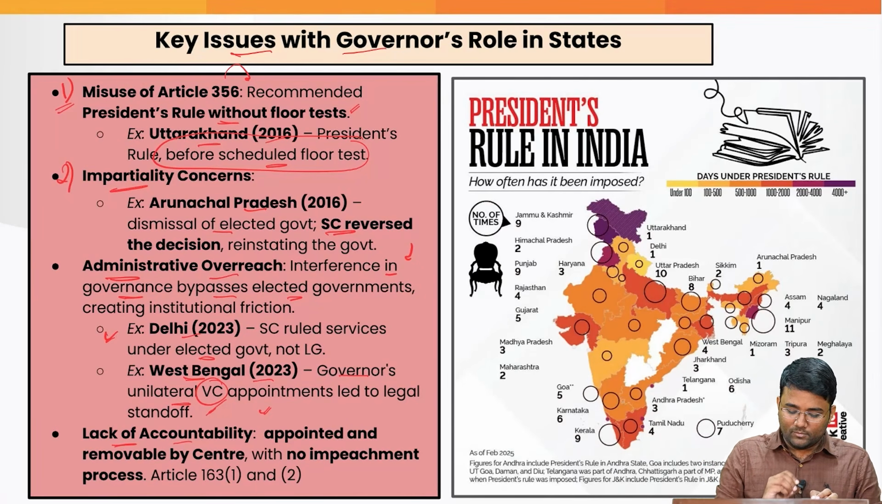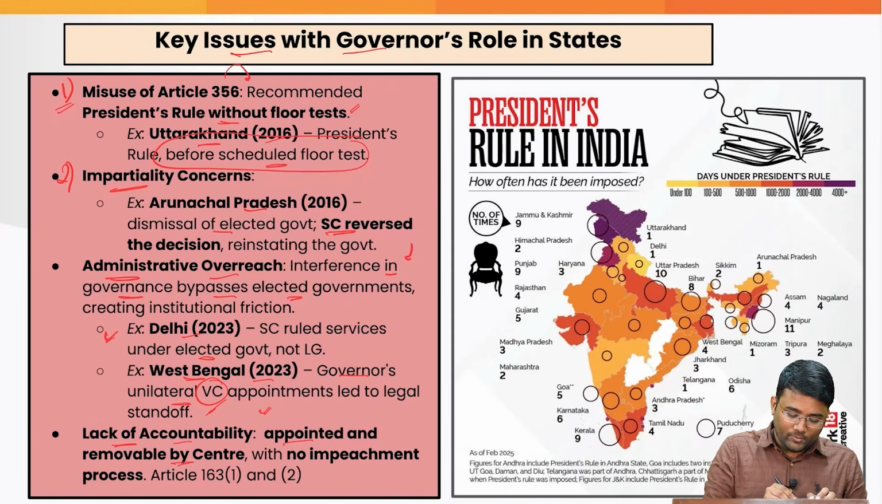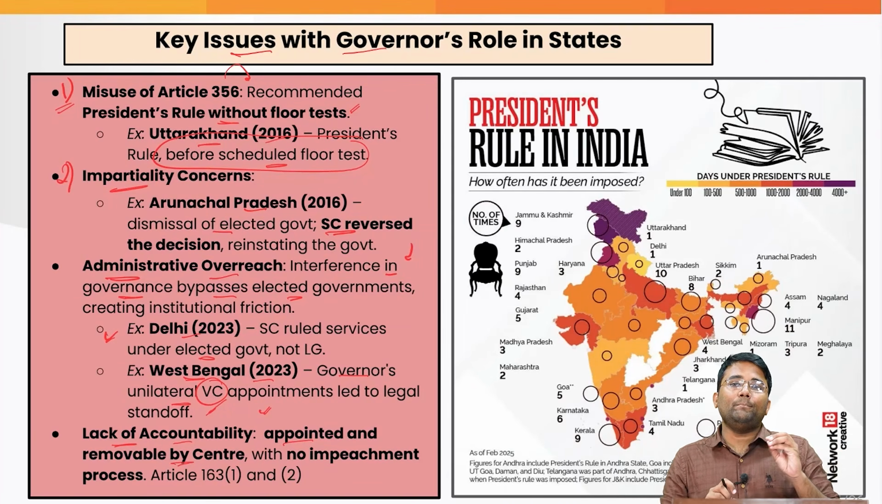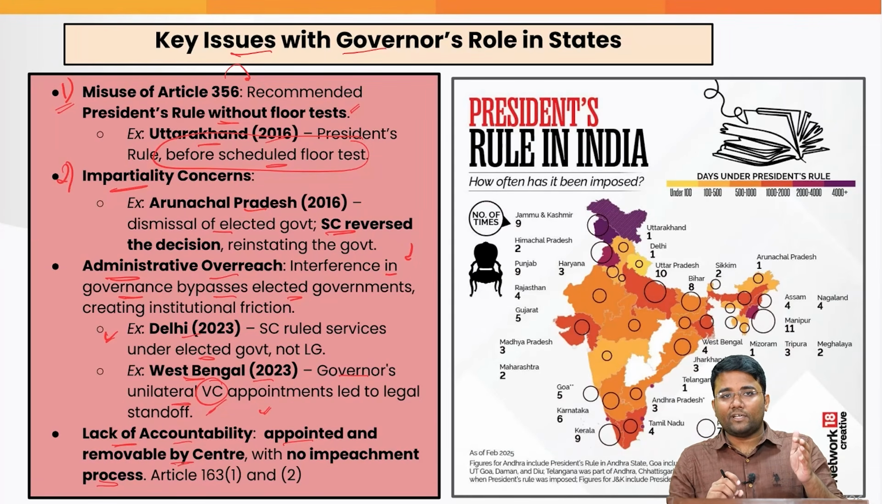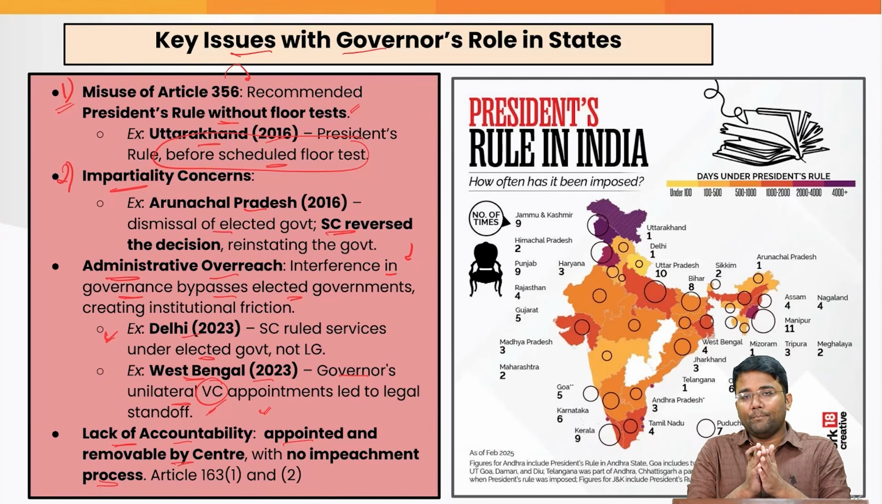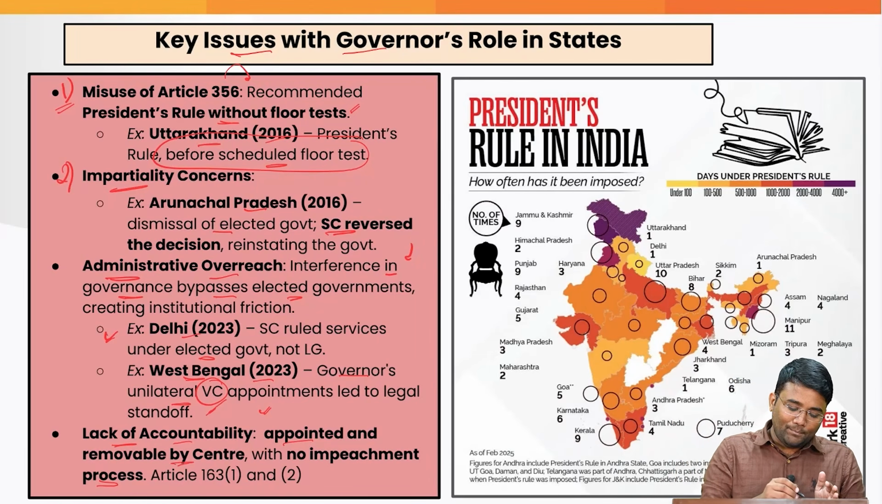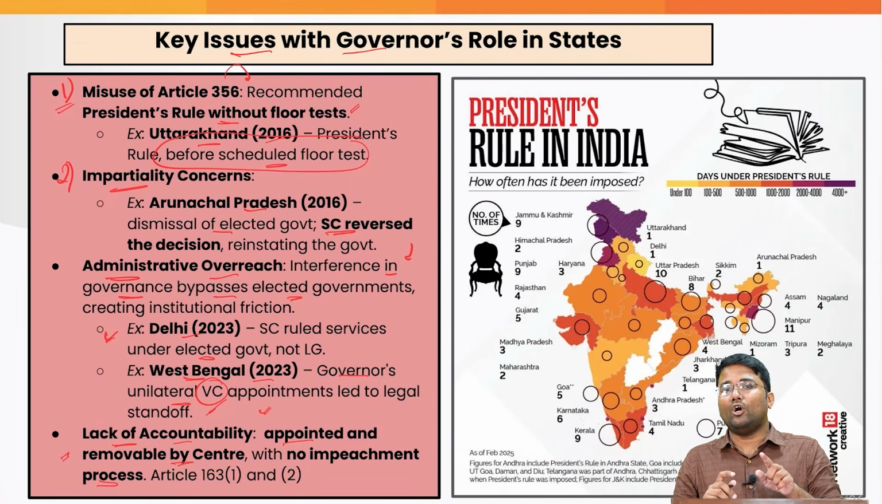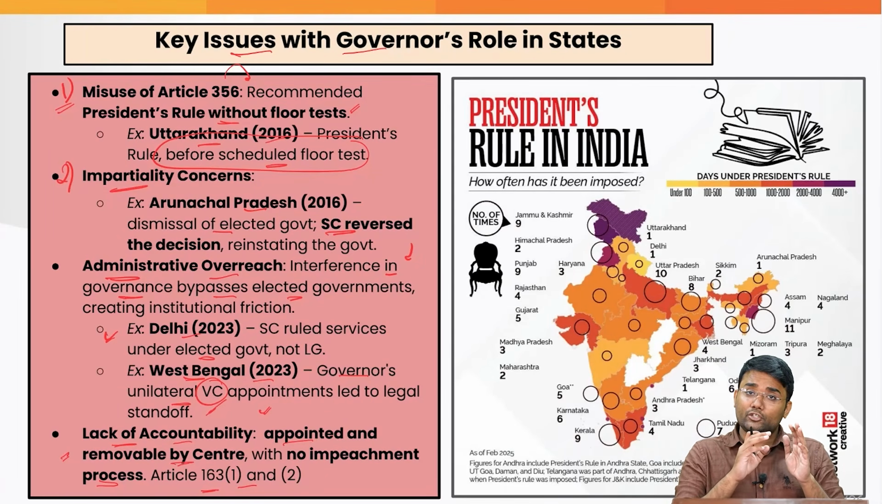Also, there is the lack of accountability. The governor is appointed and removed by the center, and there is no impeachment process given by the article. In the case of the president, the process of impeachment is clearly given, but in the case of the governor it is not. So it is the complete discretion of the center whether they want to continue with a governor or remove them. And Article 163 also says that the governor should act on the aid and advice of the Council of Ministers.